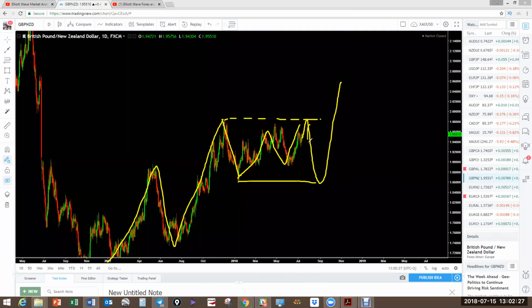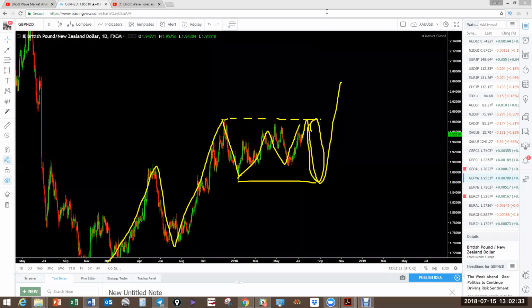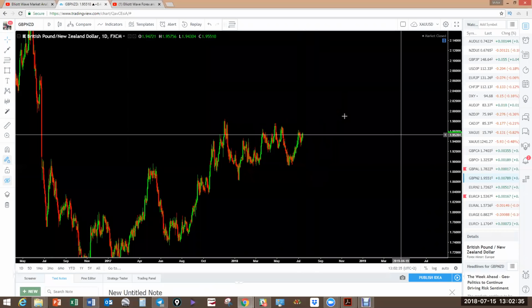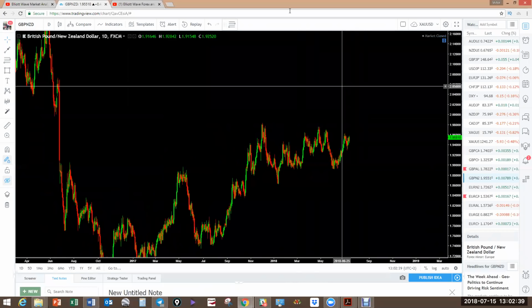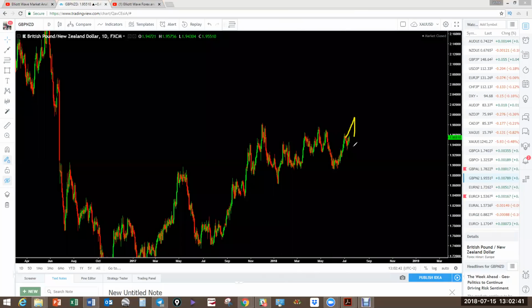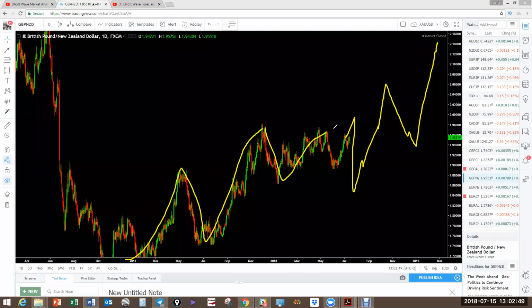So this move to the downside, if it happens, one will need to be very careful with it because it can turn anytime. Okay, so that's long-term focused on pound New Zealand. Looks very good for if we get that trade to the upside. Not necessarily this one, but this one. Okay, because this one could be the same size as this one. 1, 2, 3, 1, 2, 3-wave pullback before we go.